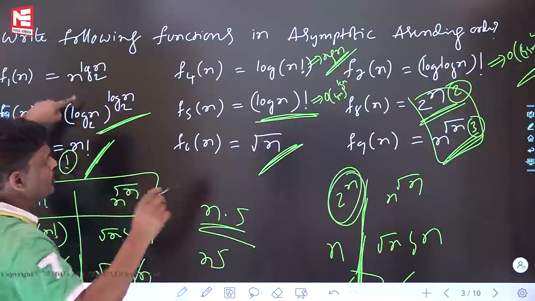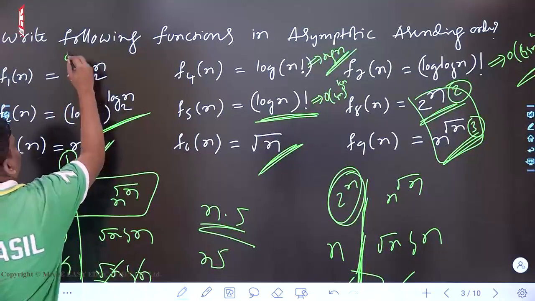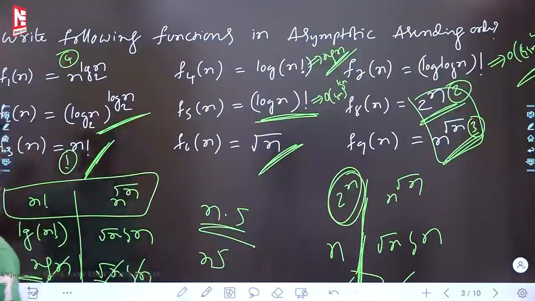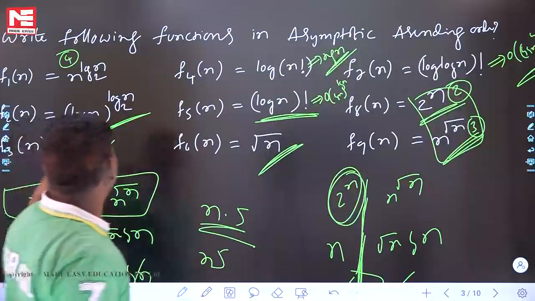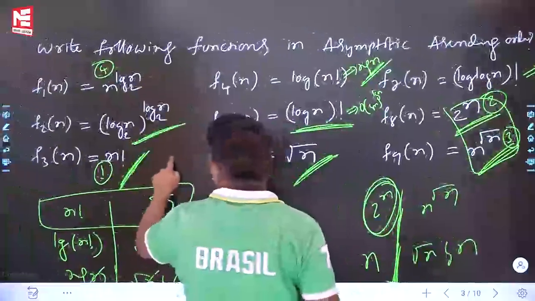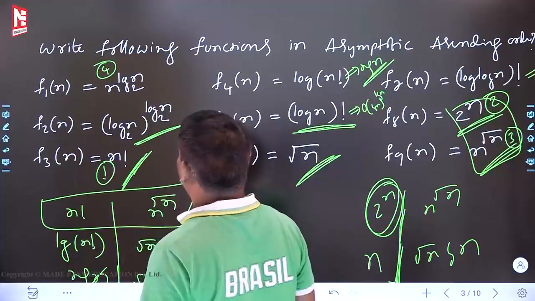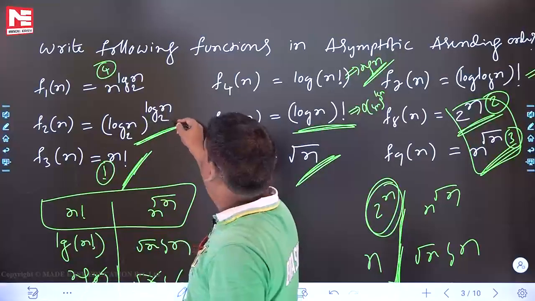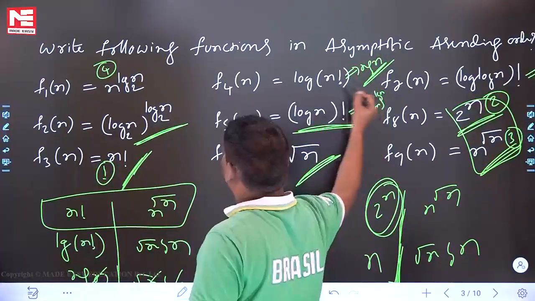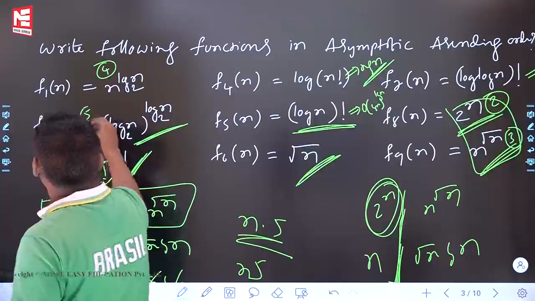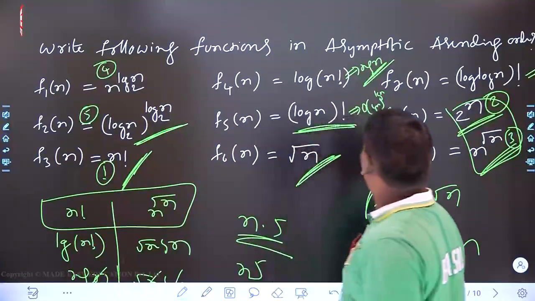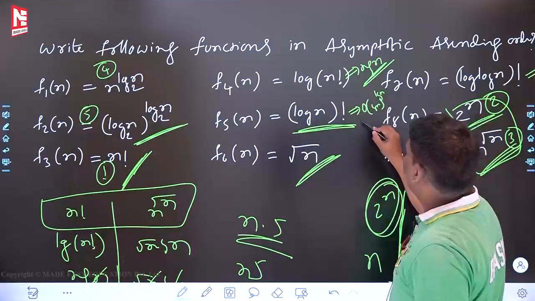Let's check here. Three is over, this is the 4. Next one. Please give the answer: F2 and F5, who is bigger? F2, because the upper bound is (log n) to the power log n. It may be 5. It may be 6.